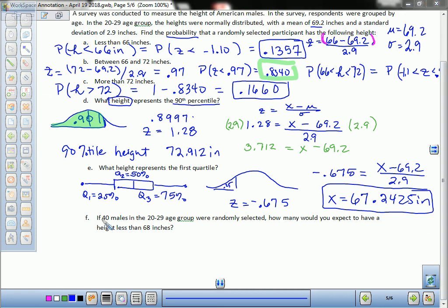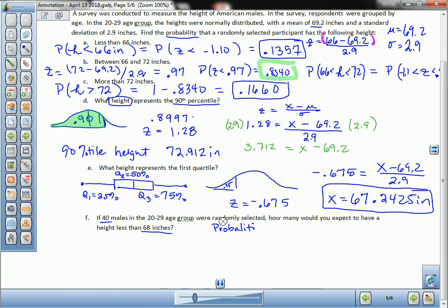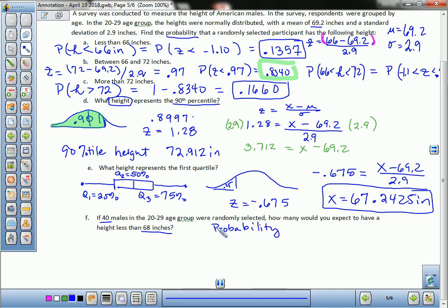All right, finally, if we had 40 males in this age group and they were randomly selected, how many would you expect to have a height less than 68 inches? So now we're making a prediction. So we have to find the probability of that occurring times the number in our sample.